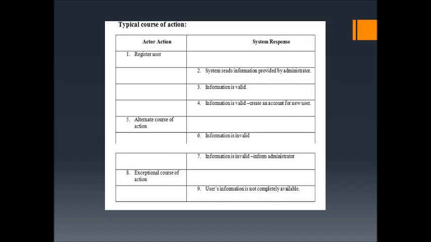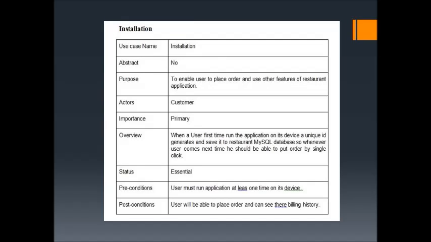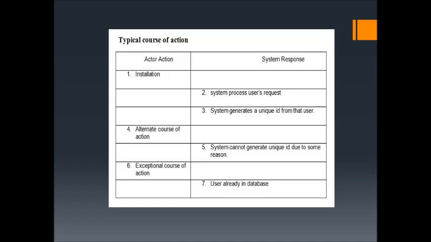This use case is related to the installation of the system. When a user runs the application on their device for the first time, a unique ID is generated and saved to the restaurant database, so whenever the user comes next time, they should be able to place an order by a single click. Precondition: the user must run the application at least one time on their device. Post condition: the user will be able to place an order and can see their billing history. Course of action of the installation use case.